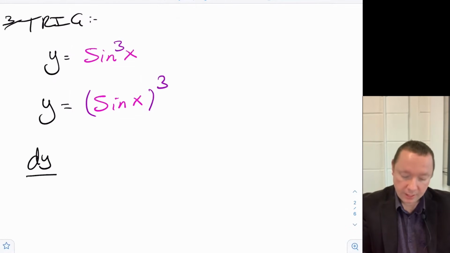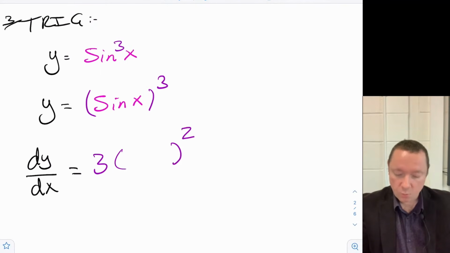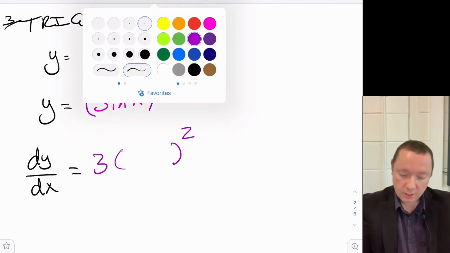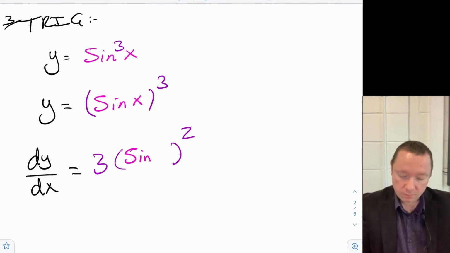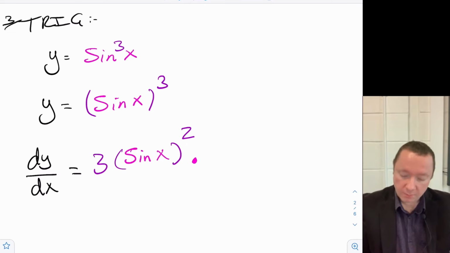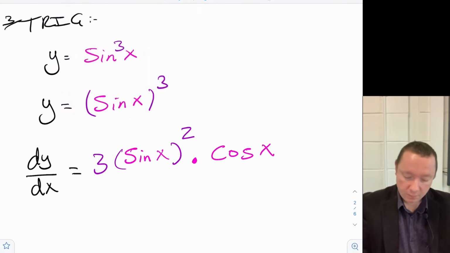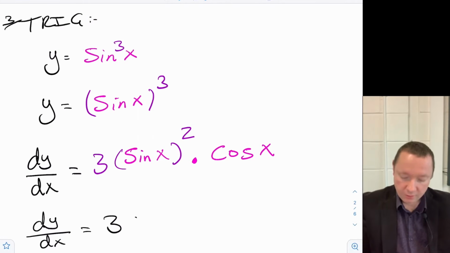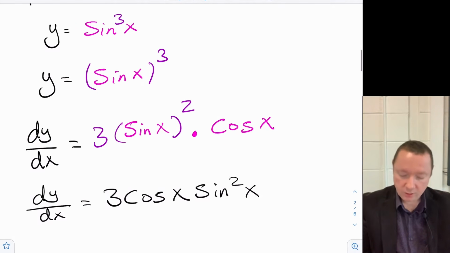dy by dx equals 3 to the front, reduce the power by 1, so that becomes 2. Leave the sine x alone. But now I need to differentiate the sine x. Sine, remember, becomes cos, so I'm timesing by cos x. Now we can just tidy that up. So dy by dx is equal to 3 cos x sine squared x, because it's sine of x squared.